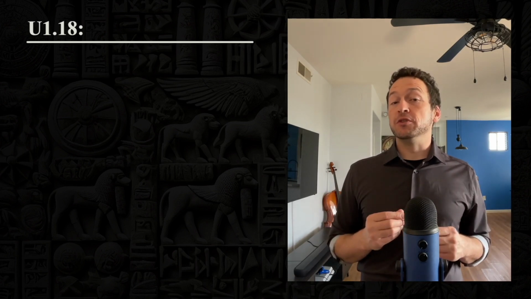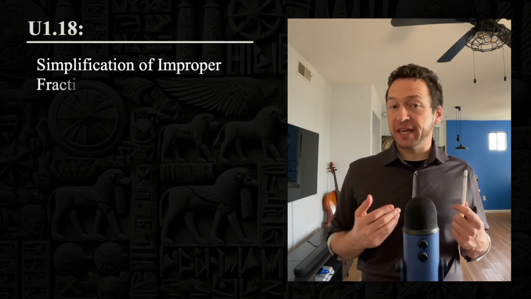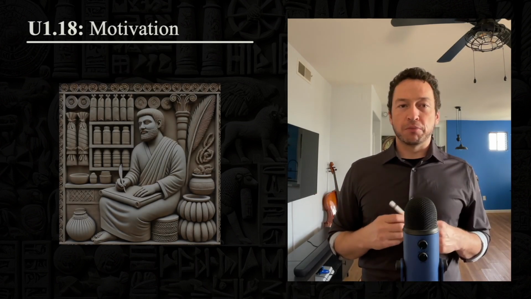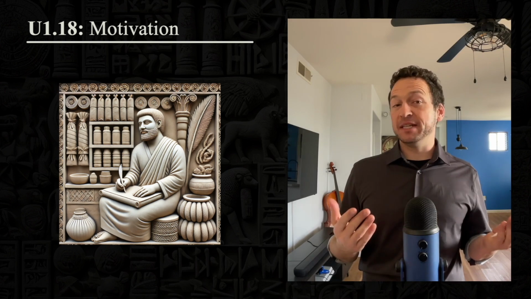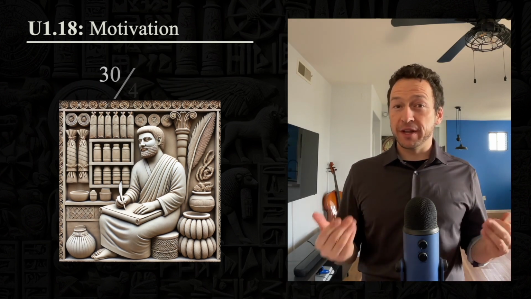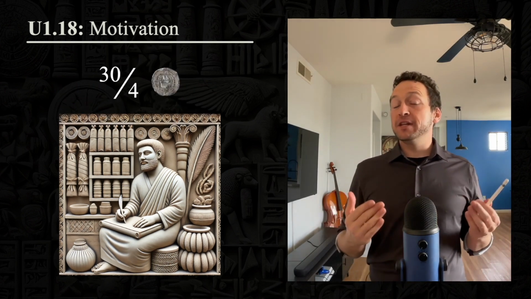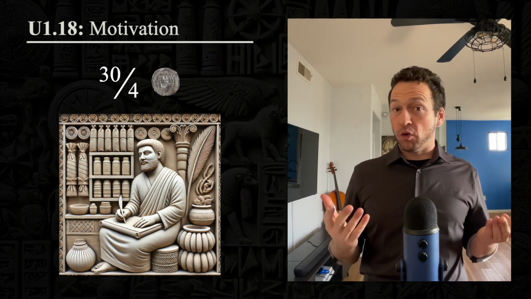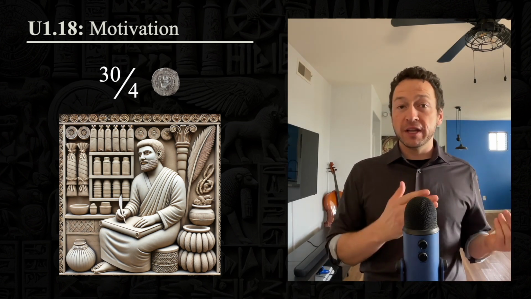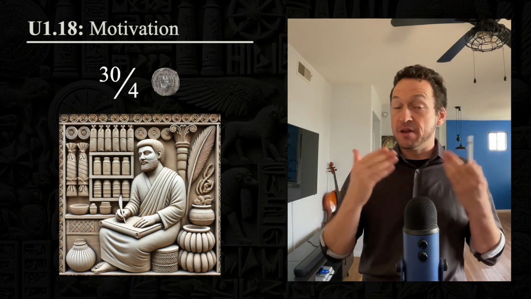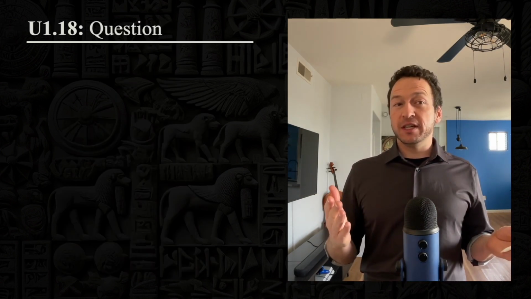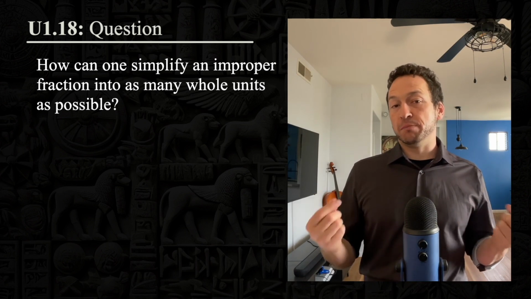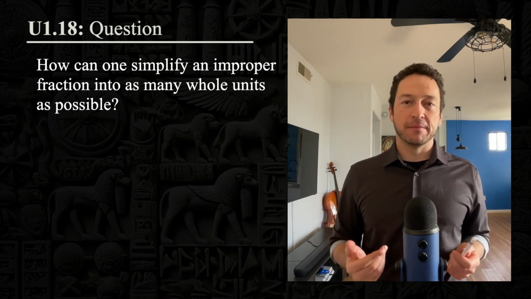Next, this brings us to Unit 1.18, the simplification of improper fractions into mixed numbers. Motivation. So the price that Bar has for 10 pieces of parashan hardtack was 30/4. Now finding 30 quarter coins is going to be a pain. So he wants to find out how many whole coins he can represent this with. 30/4 is going to be the same as some number of whole coins. So the question is, how can one simplify an improper fraction into as many whole units as possible? And this ends up being called a mixed number.